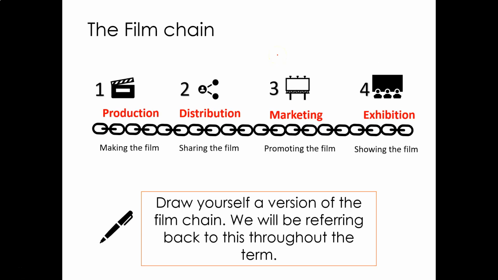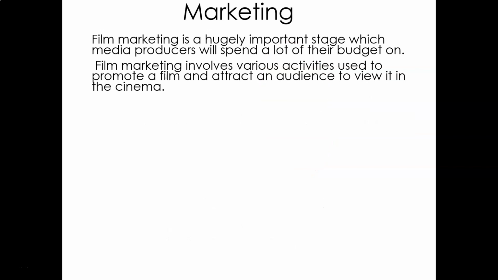Okay, so we're actually going to pick up here at the marketing stage of the film chain, and that is where we've got our nice link to advertising. Film marketing is a form of advertising, and it's all about promoting a film to an audience, attracting an audience so that they go and view it in a cinema. And film marketing is a really important part of the process.